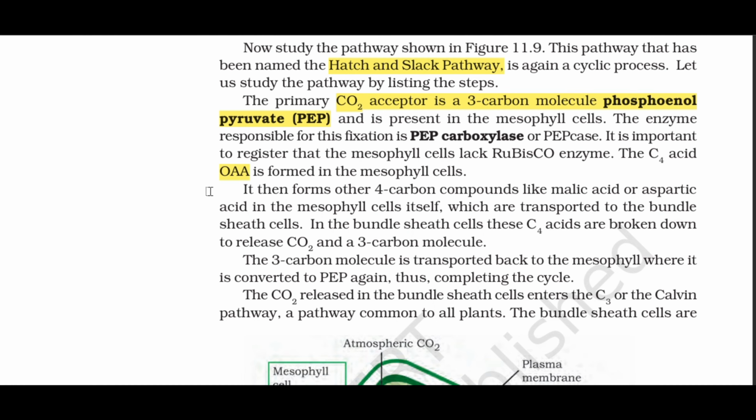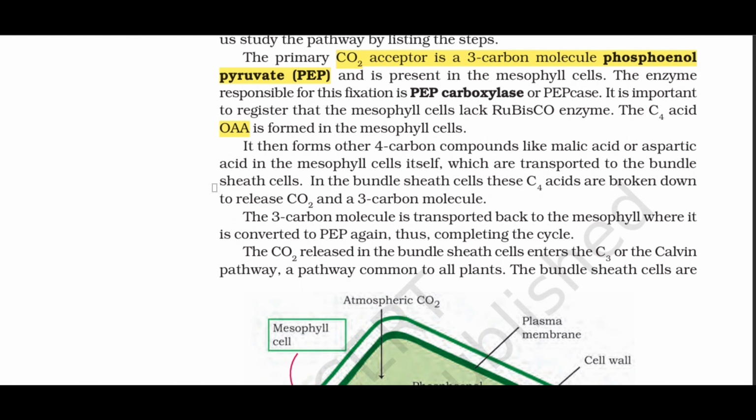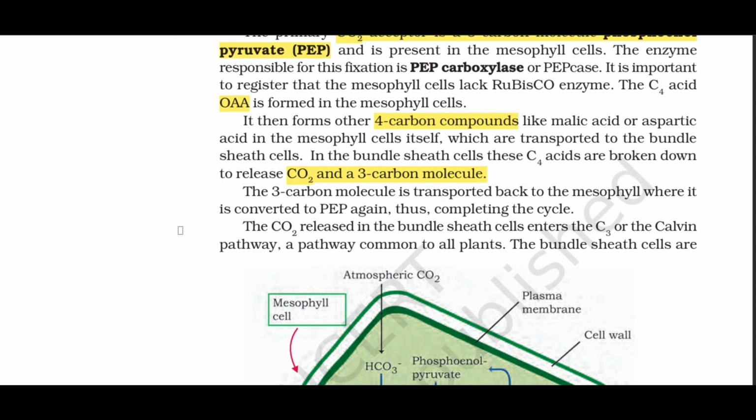It then forms other 4-carbon compounds like malic acid or aspartic acid in the mesophyll cells itself, which are transported to the bundle sheath cells. In the bundle sheath cells, these C4 acids are broken down to release CO2 and a 3-carbon molecule. The 3-carbon molecule is transported back to the mesophyll where it is converted to PEP again, thus completing the cycle.